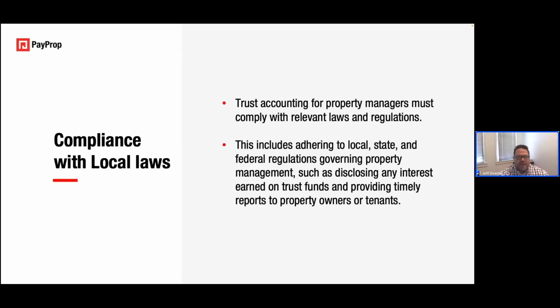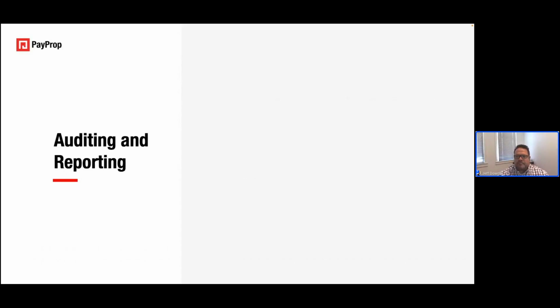And then also providing timely reports to property managers and owners. Those are some very specific examples of what most states require, but there's a lot of other ones that you need to be on top of.